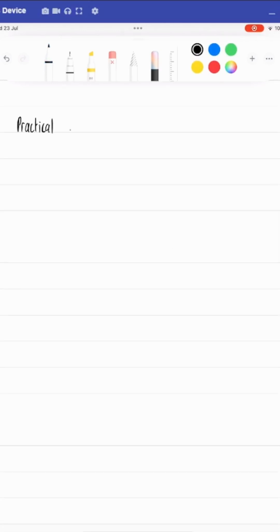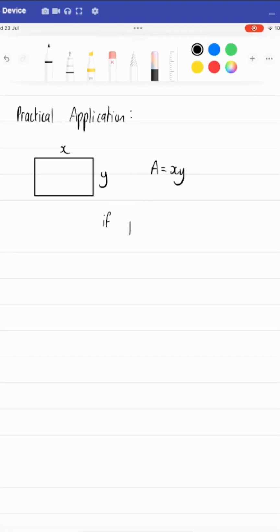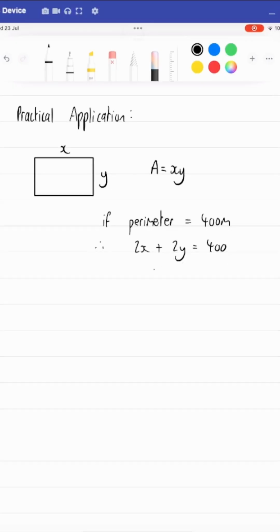The last thing we will look at is its practical applications. This gives me the chance to mention that dy/dx means that we are deriving y with respect to x. Therefore, in this equation, we are deriving the equation for the area with respect to x, to find the maximum area if the perimeter is 400 meters.